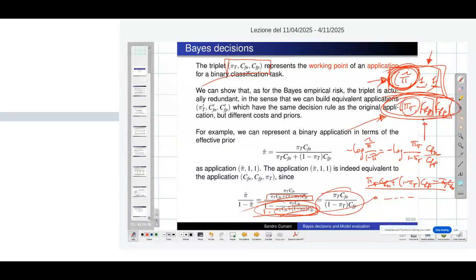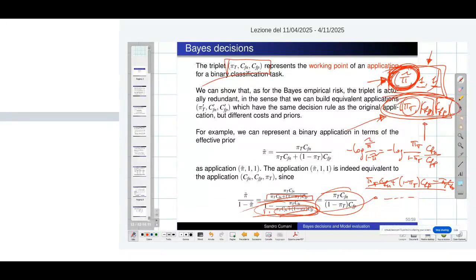Which we can see that essentially the cost contribution can be interpreted as if I increase the cost of one kind of errors, it's similar as if I was increasing the corresponding prior probability. If a class has a higher cost, that's equivalent to a problem where that class is actually more represented than it's really represented in the application.